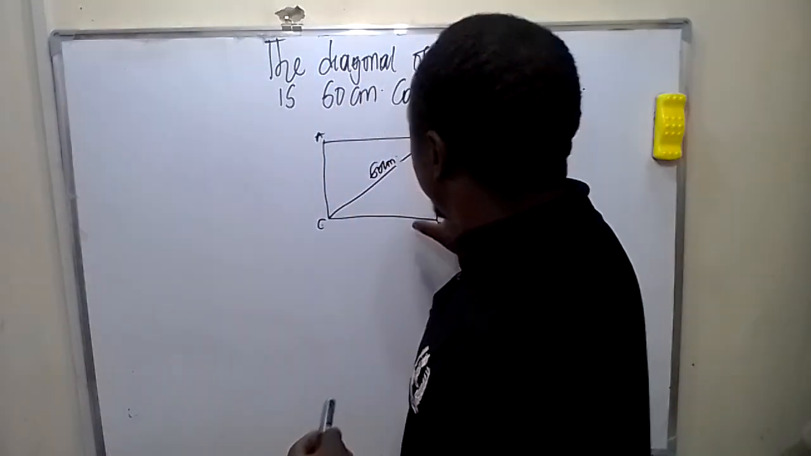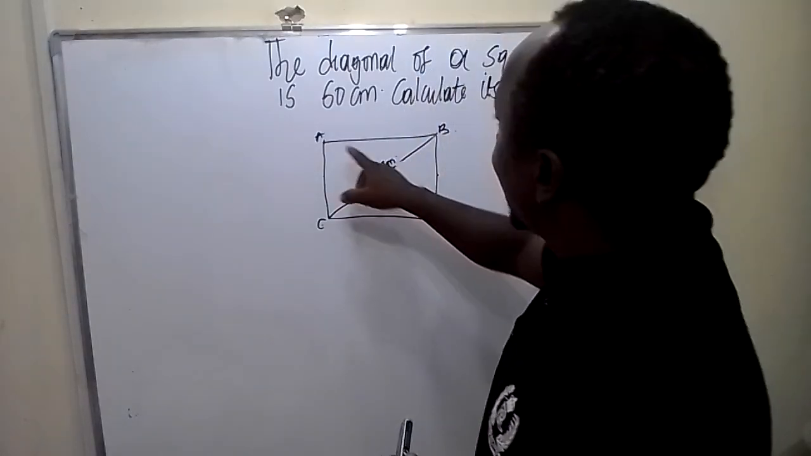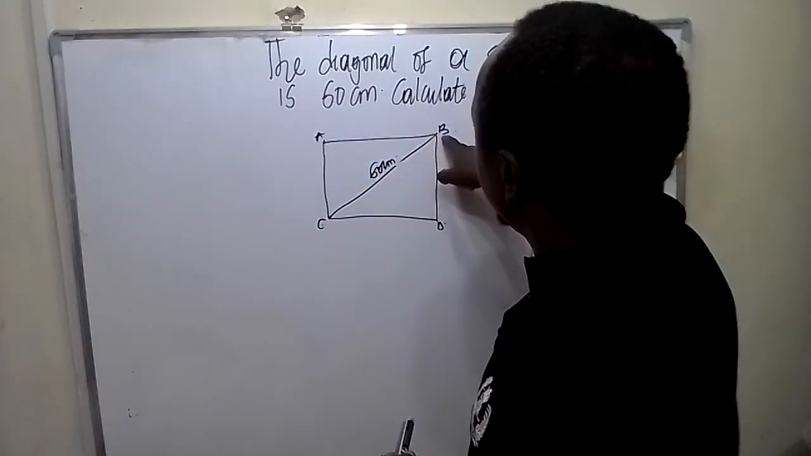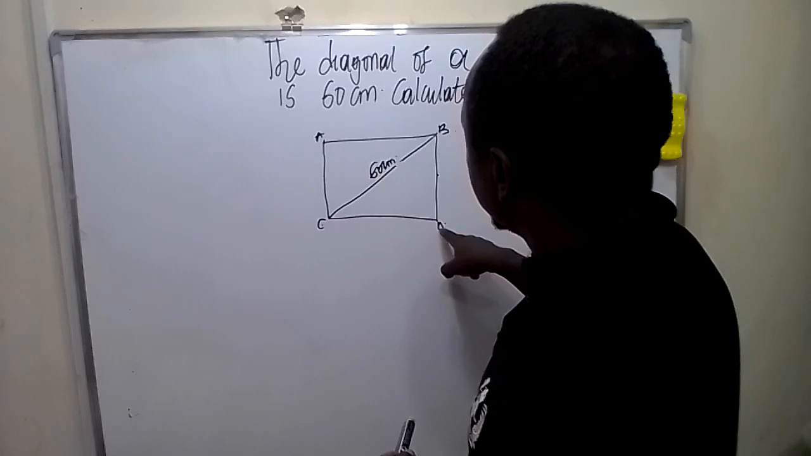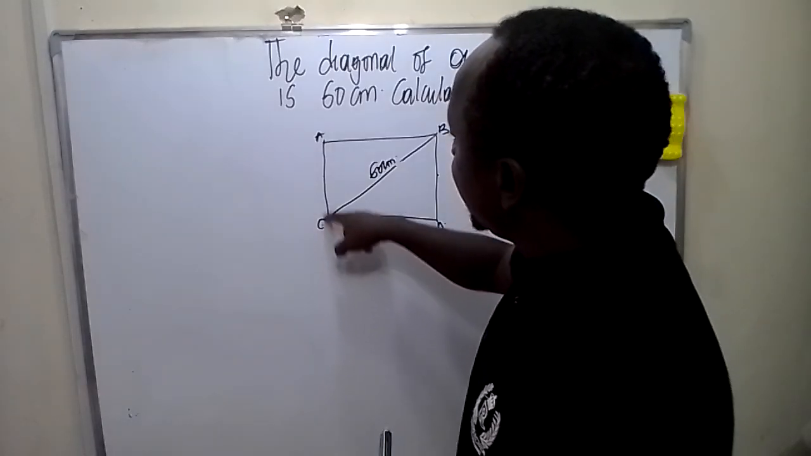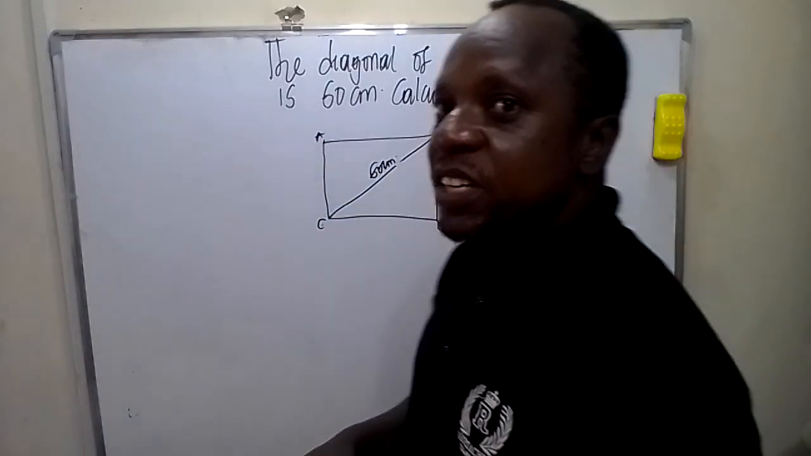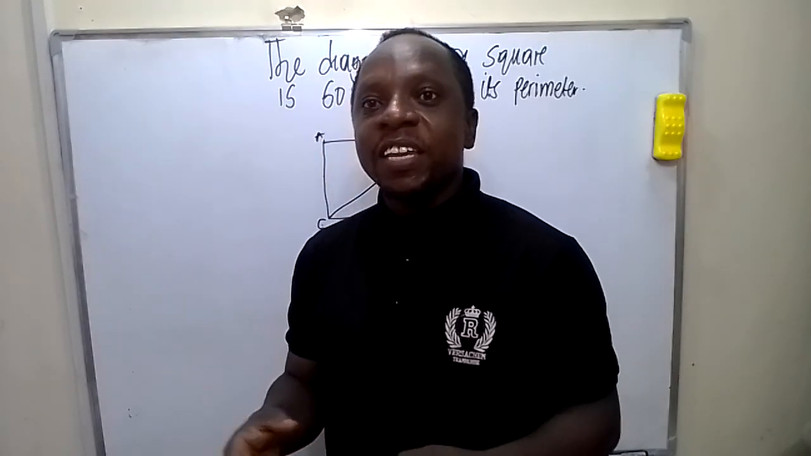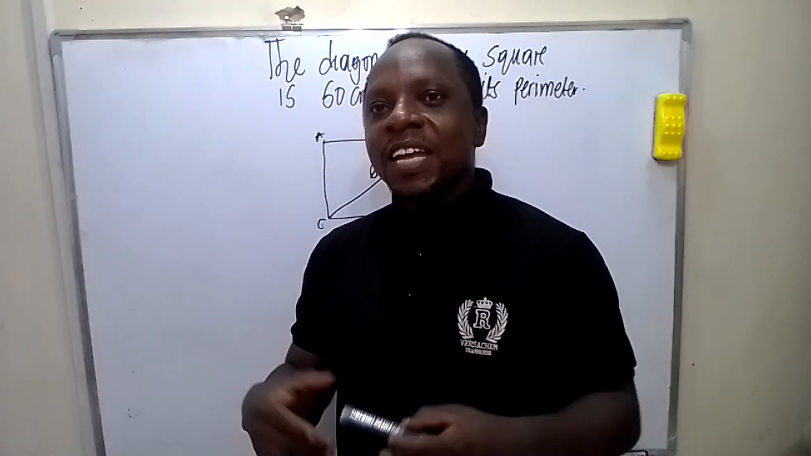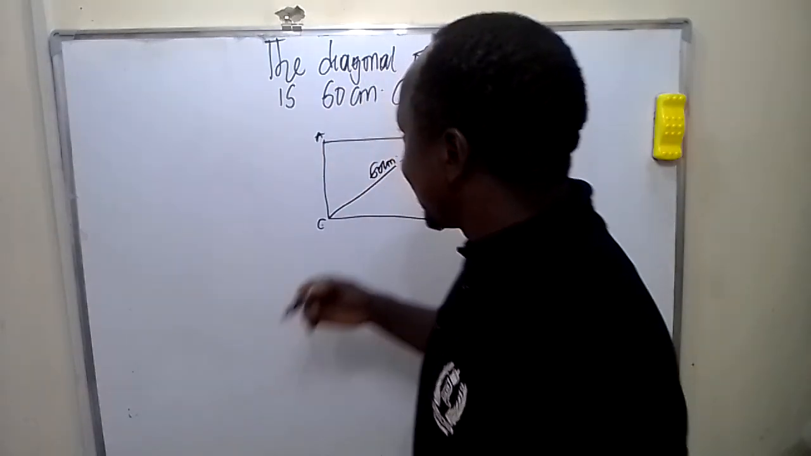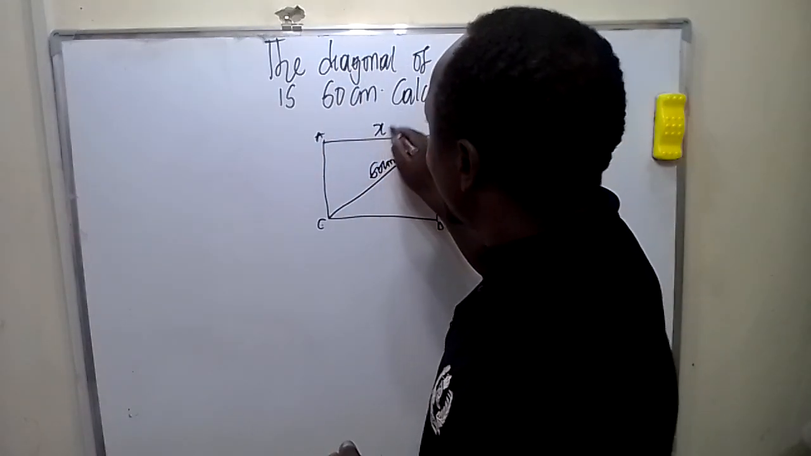To calculate this perimeter, it means we are going to be adding line AB plus BD plus DC plus CA. But unfortunately, we are not given the length of any of the sides. Now, let's assume the length to be x. Let's assume this length to be x.